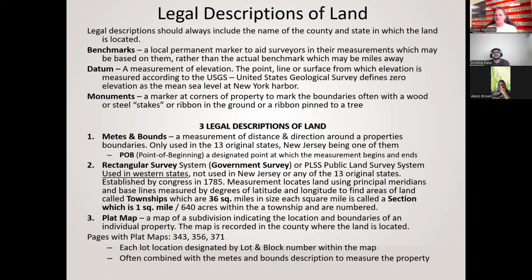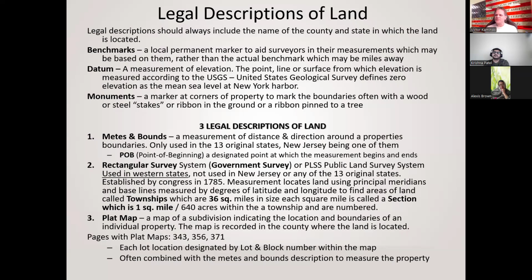Monuments are those markers that the surveyors bang into the ground, which could be made of wood, iron, or a ribbon that's pinned to the tree. They're not going to bang a steel stake or a wooden stake into a tree, so they'll just pin a ribbon to it if a tree is on the corner of a property line.